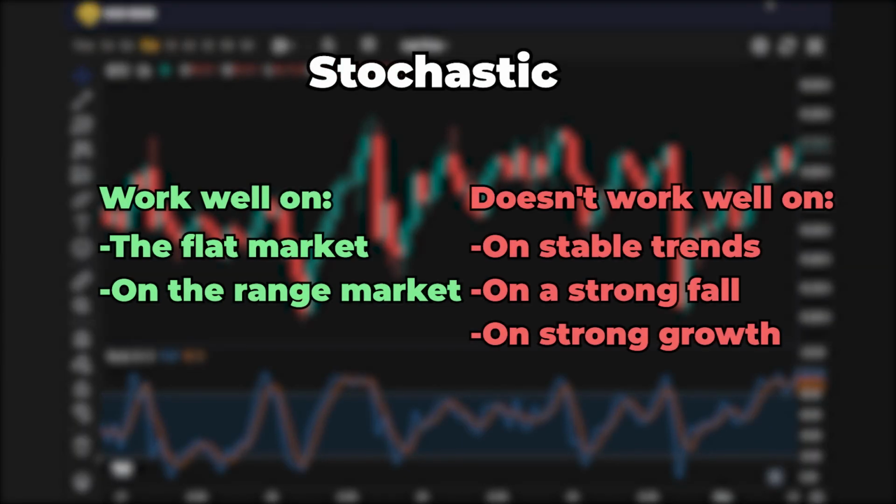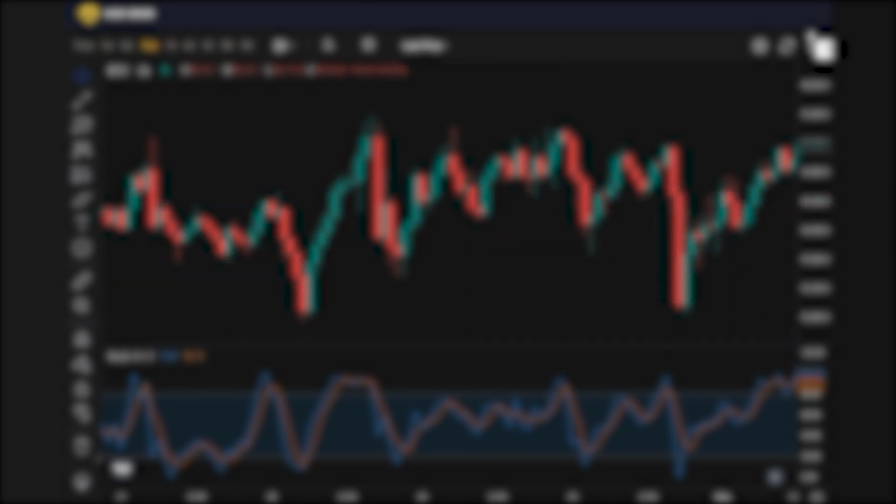Today we have an indicator which behaves well in a flat or range market and performs rather poorly on stable trends, on strong growth, or on a strong fall.